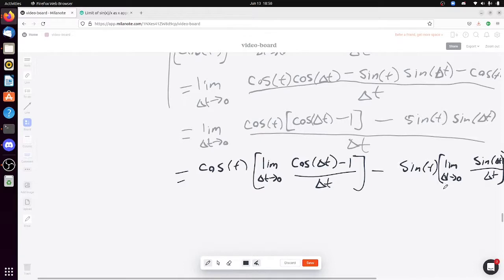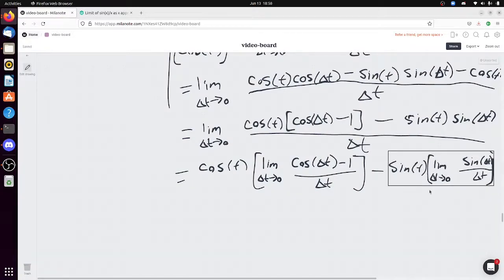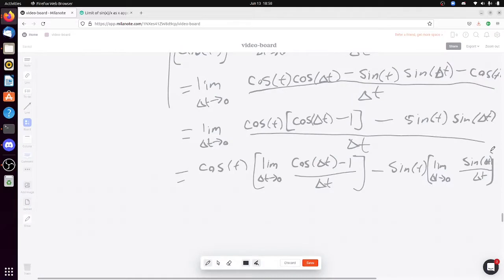Actually I can shift this over, I think. There we go. That's better. So that's, whoops, shouldn't do that.